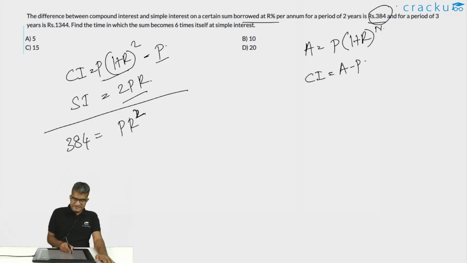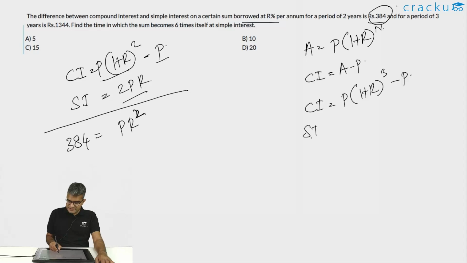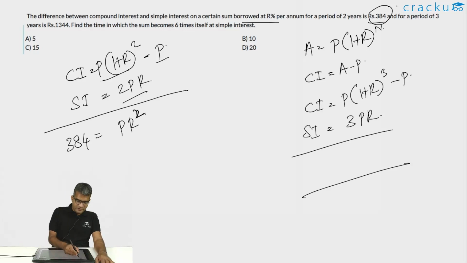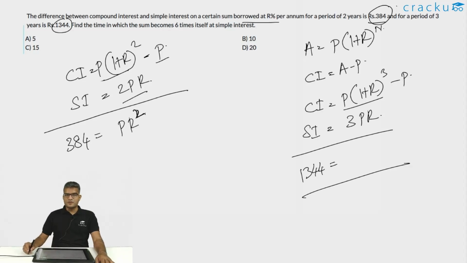Similarly, for 3 years, the compound interest is equal to p into (1 plus r) whole cube minus p, and the simple interest is equal to 3pr. The difference between these two is given. This is equal to 1344. This is equal to p into (1 plus r) whole cube minus p minus 3pr. This is equal to pr cube plus 3pr square.